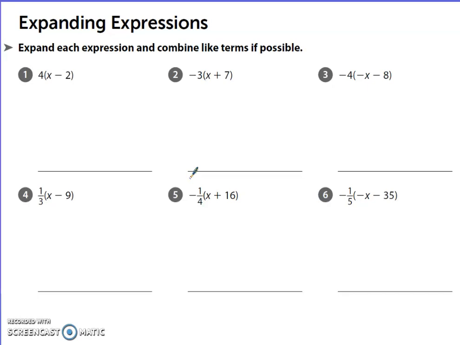It says expanding expressions. Expand each expression and combine like terms if possible. These parentheses and the word expand indicate that we'll need to use the distributive property, which is review. There's going to be a lot of distributive property on these pages today. So that's what we're going to focus on. Number 1 is an expression. All of these are. Because it doesn't have an equal sign, you cannot solve it. All you can do is simplify.